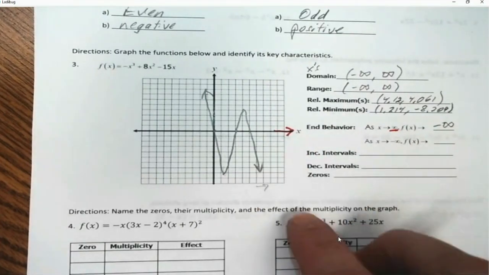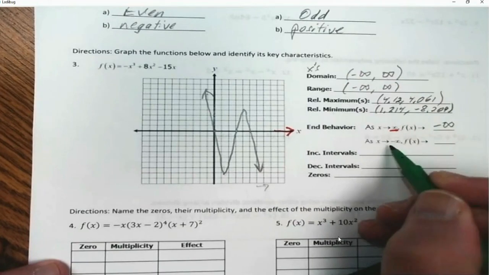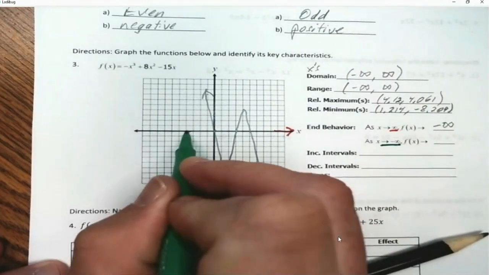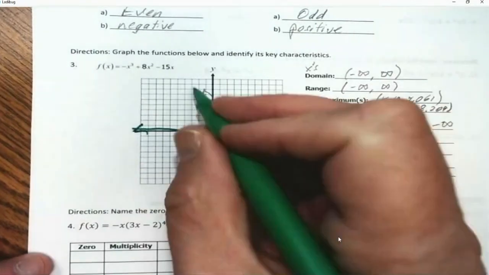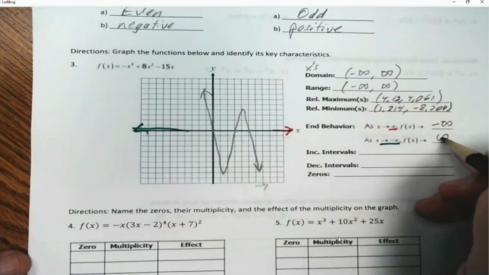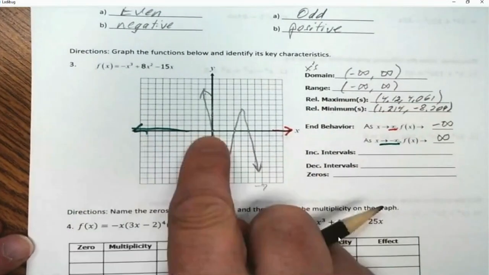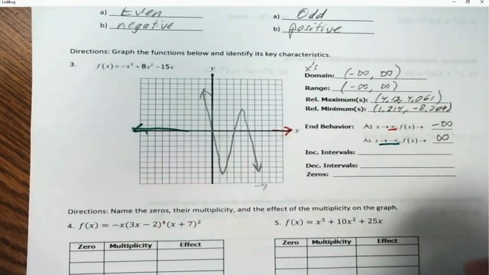going down. So now as x approaches negative infinity, so as it goes this way, approaching negative infinity, the function is going up. It's approaching infinity. The farther the x goes negative, the more it rises towards infinity.